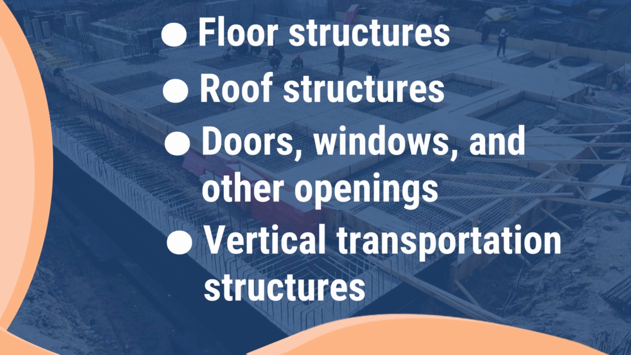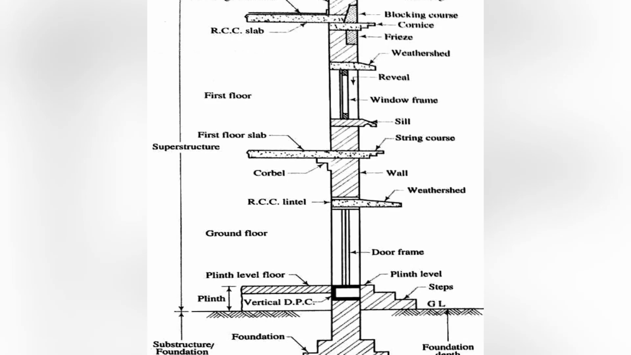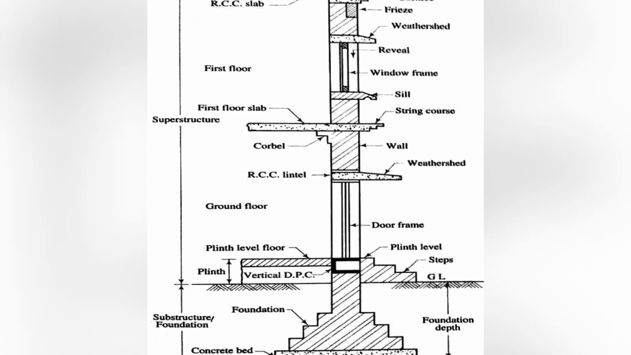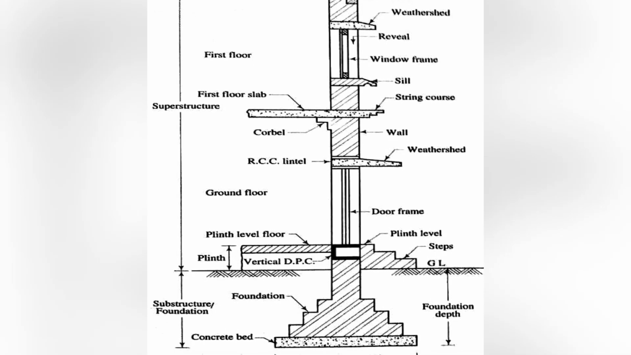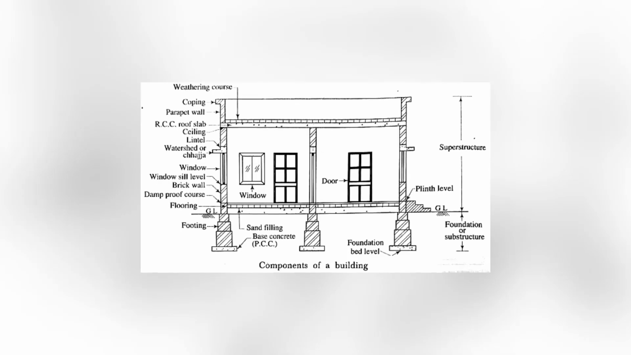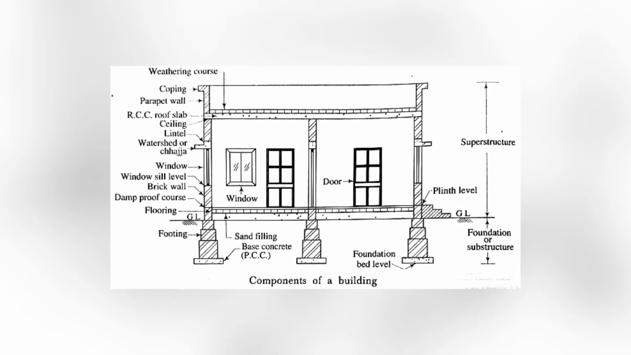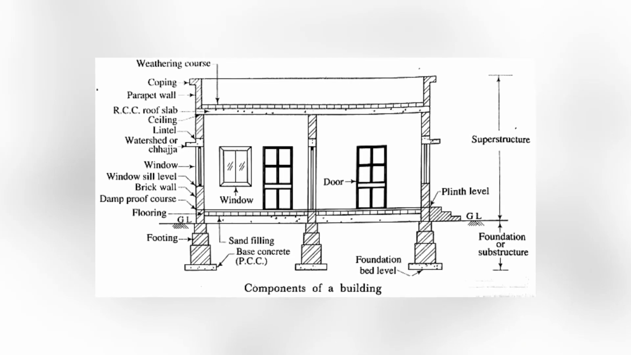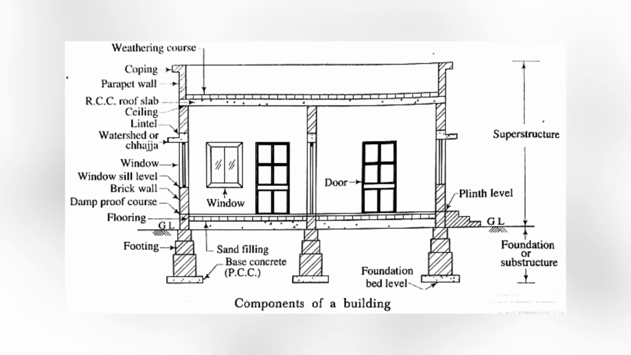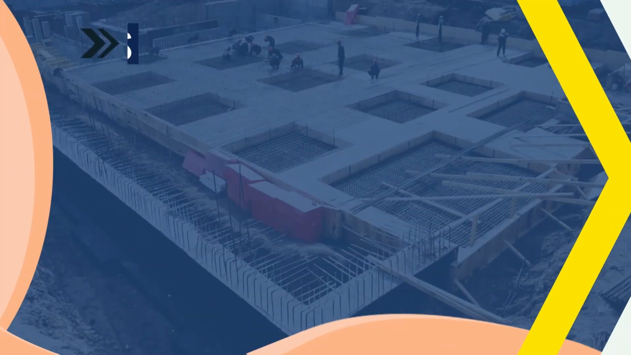Then the building finishes. As we can see in the figure, there are various types of components, such as substructure, footing, plinth level, superstructure, roof level and the various types of levels. And in this we can also see our ground level, damp proof course, brick wall, windows, sill level, windows, water shed or chhajjas, ceiling level, RCC roof level, parapet wall, coping and the bearing courses. So, what is foundation?